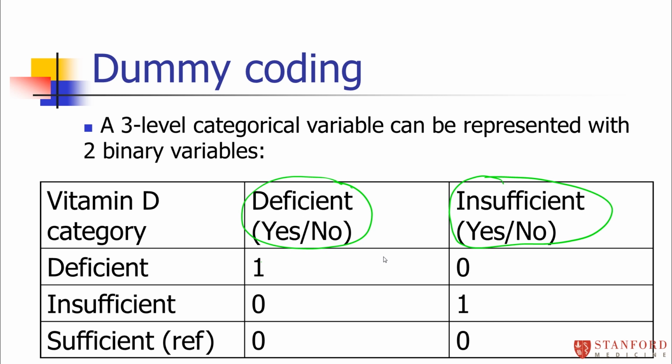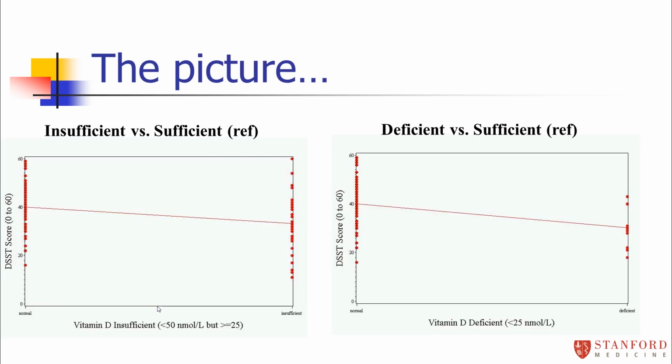Now we have a reference group and we have a series of binary variables that tell us about the difference between the deficient group and the sufficient group and the difference between the insufficient group and the sufficient group. How do we represent this in pictures? So it looks a lot like the pictures we did for the simple binary predictor.